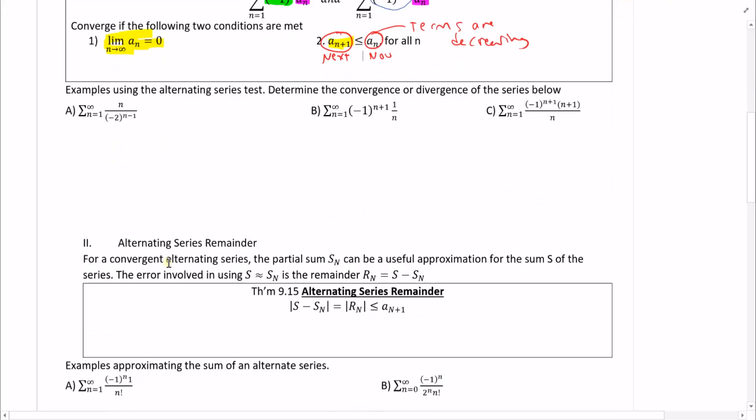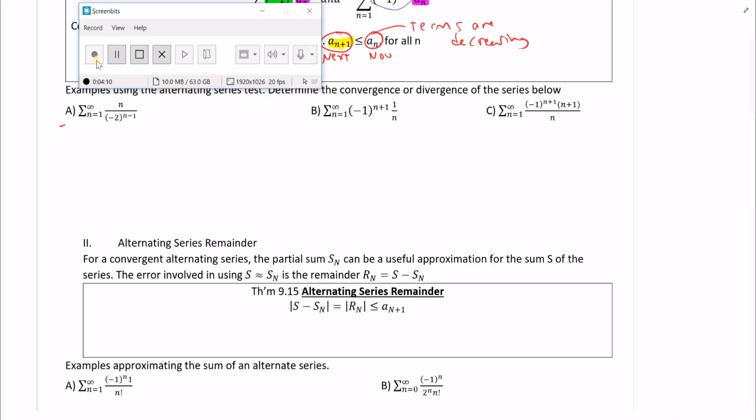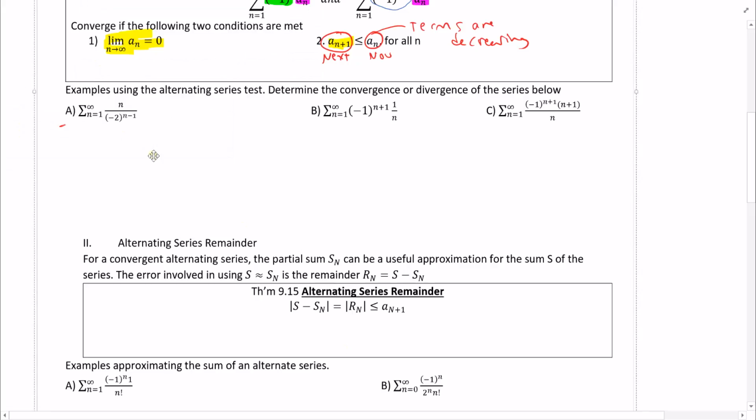All right, so let's look at our first example here. We have the sum from 1 to infinity of n divided by negative 2 to the n minus 1. And the first thing I want to do here is get rid of that negative piece, the piece that's making it alternate between positive and negative, and put that on the outside. You can see that it's coming from down here, because it's negative 2 to the n minus 1. That negative 2 will change the sign each time.